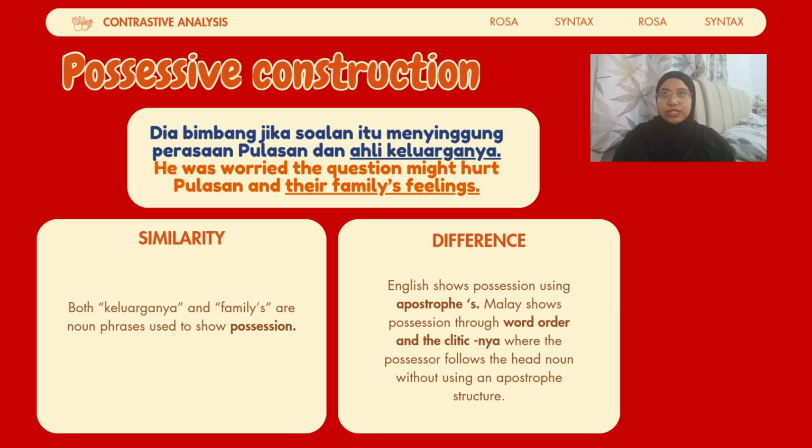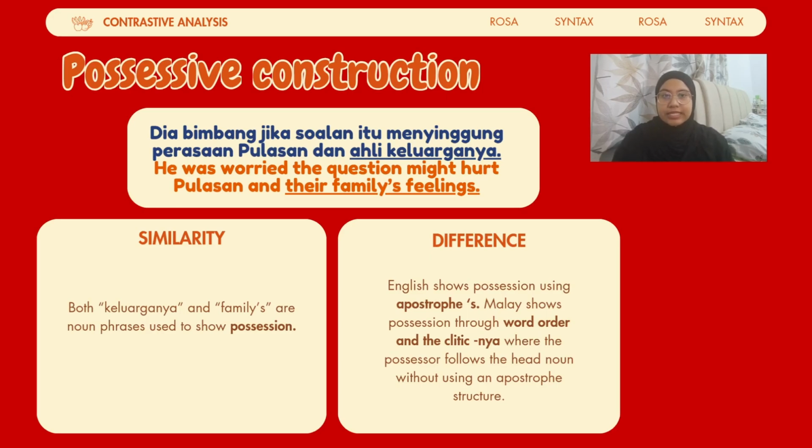So, the sentence chosen from the storybook is, "Dia bimbang jika soalan itu menyinggung perasaan Pulasan dan ahli keluarganya." He was worried the question might hurt Pulasan and their family's feelings. So the example from the Malay text is ahli keluarganya, while the English translation is their family's feelings.